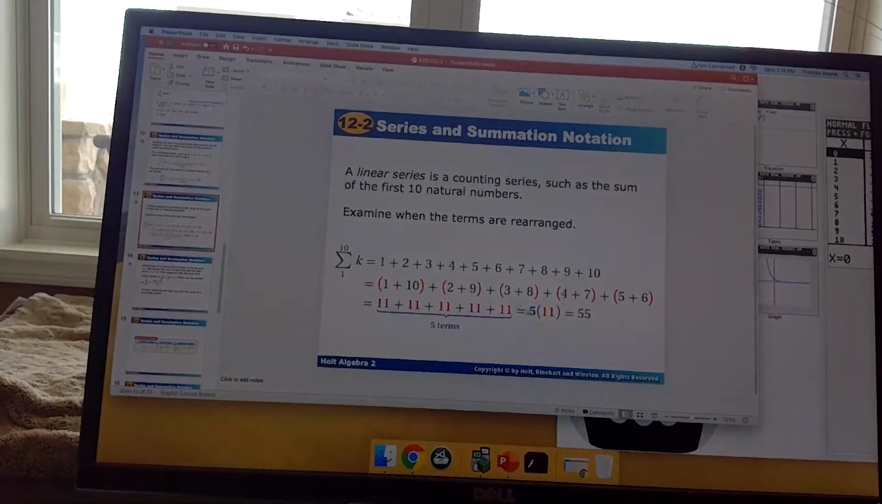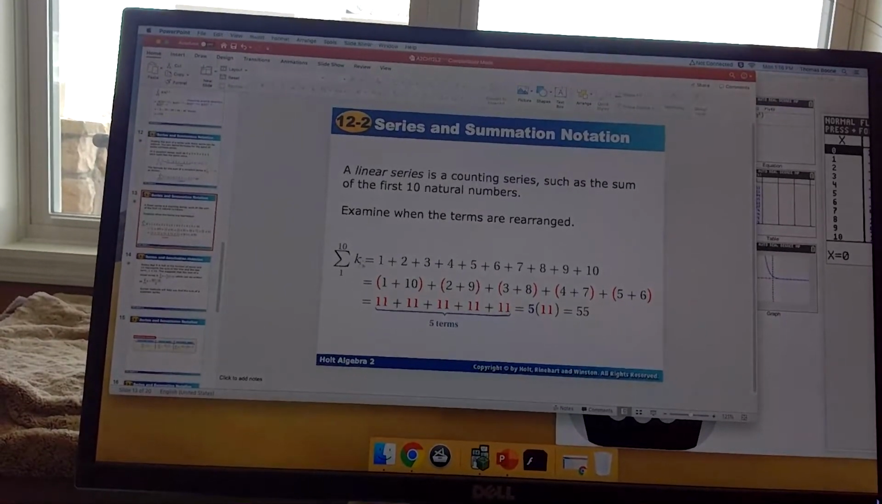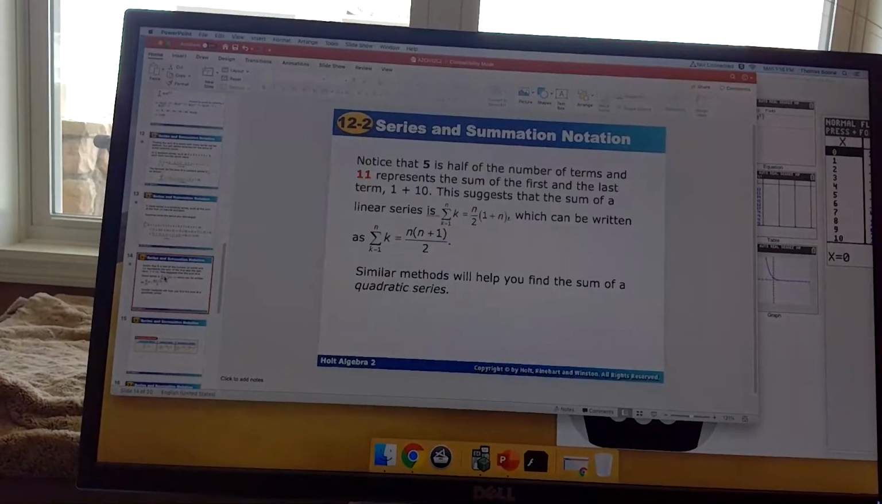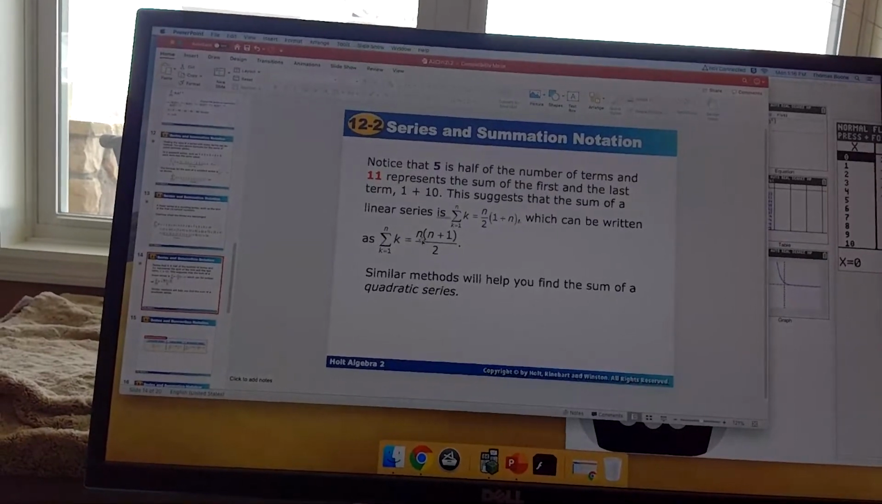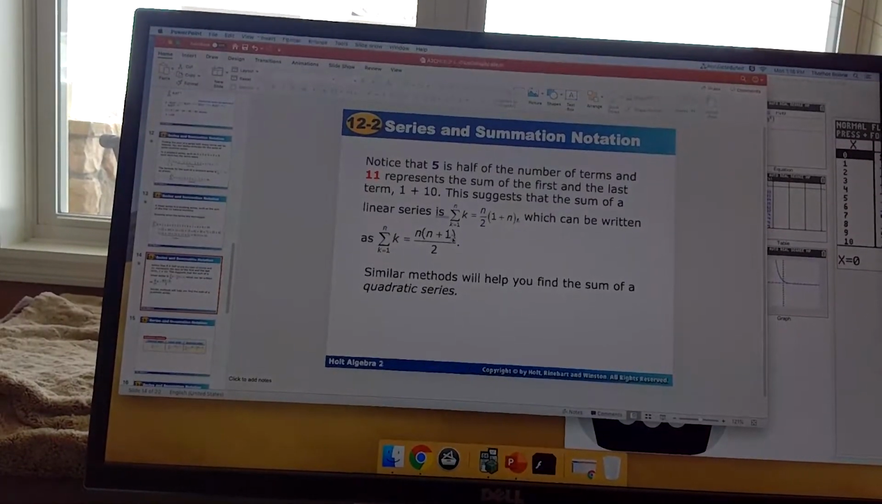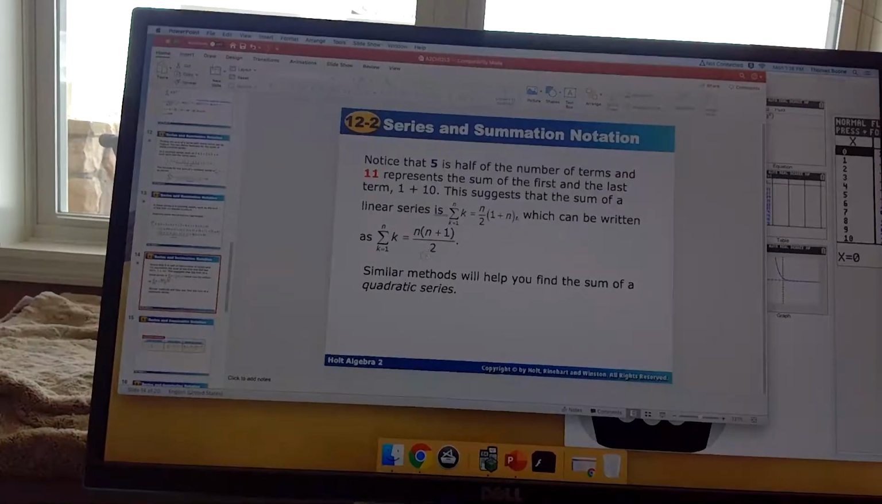And again, nothing wrong with putting it in the table mode and brute forcing it. That's certainly fine as well. But again, you can come up with a linear equation here. We're coming up with this: you can take n times n plus 1, and what you can then do is divide it by 2. It's kind of a simple way of doing that.